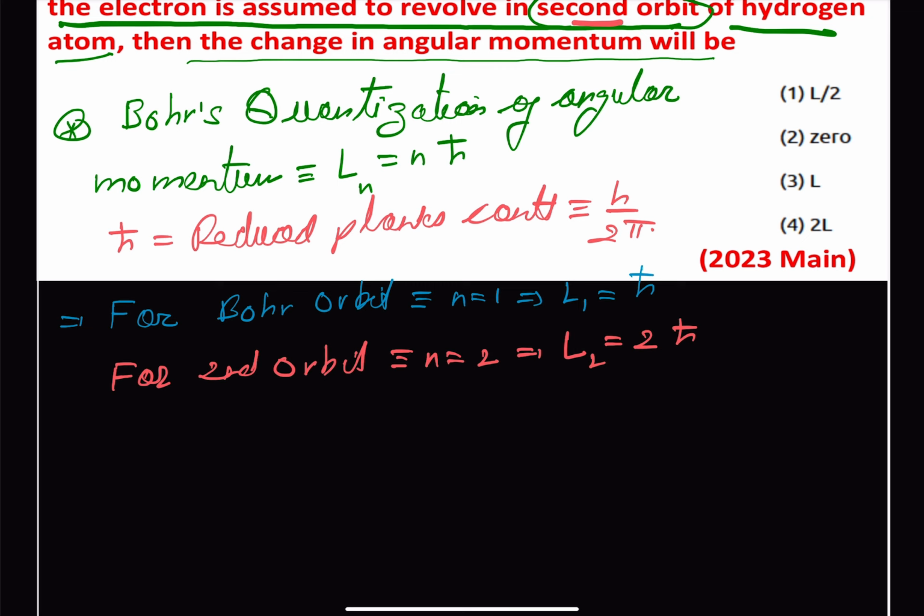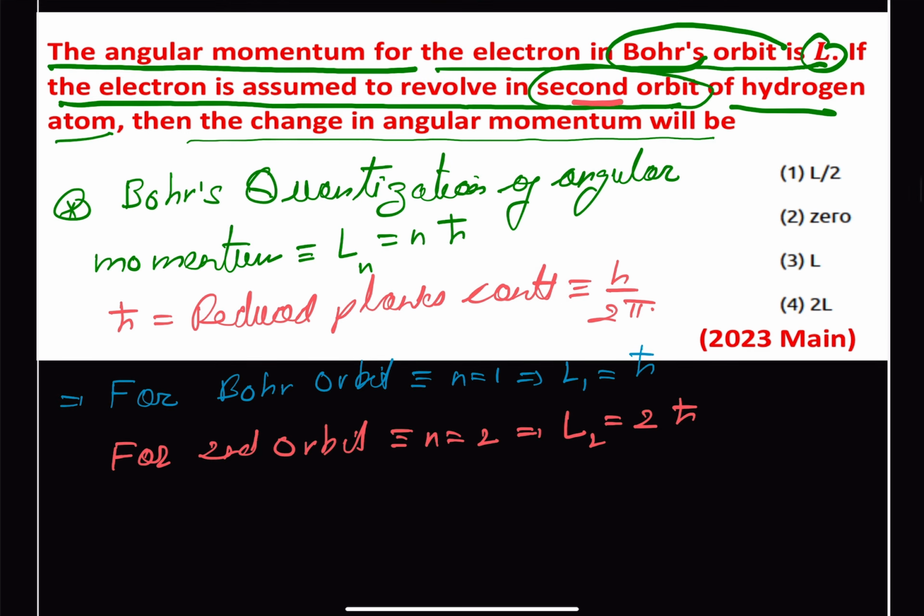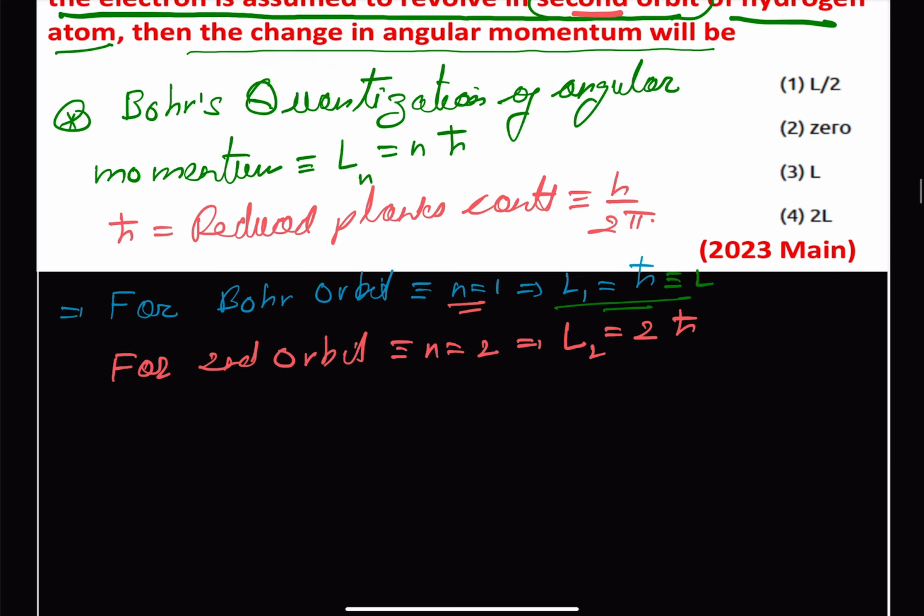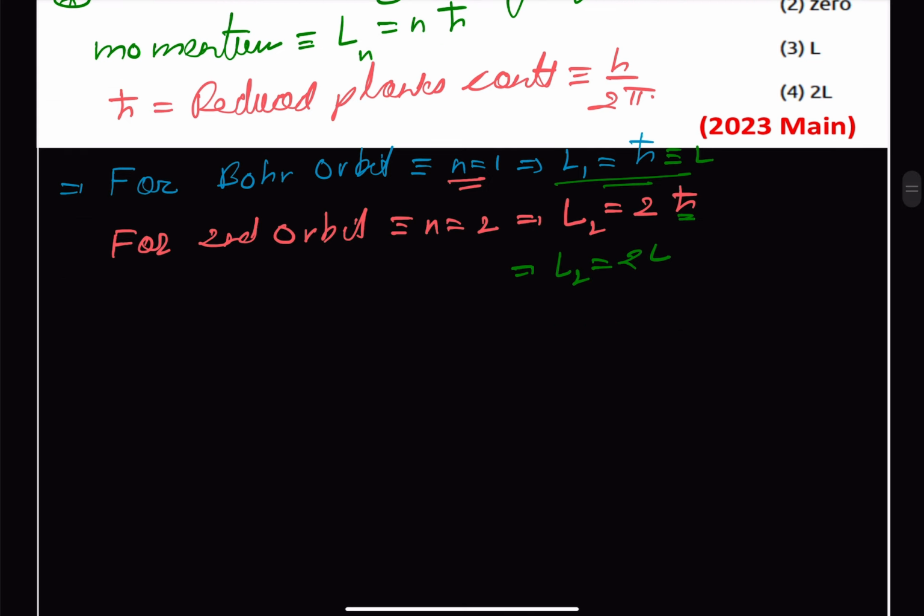And in the first case, it says that when n is equal to 1, our angular momentum is given as L. So our L1 is equal to L. And based on this, our L2 will be equal to 2 times L, because the reduced Planck's constant is the same. So we get the values of L1 and L2.